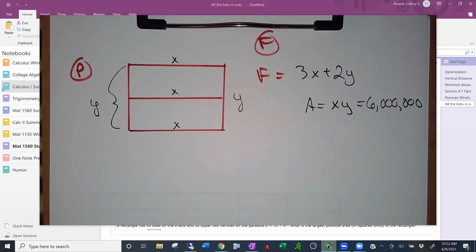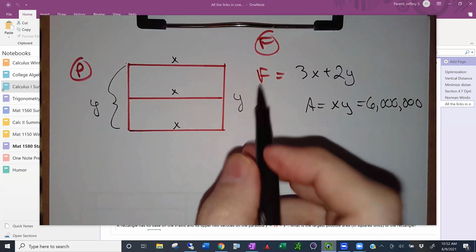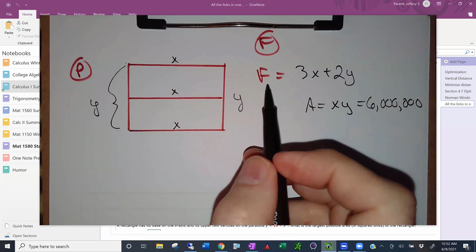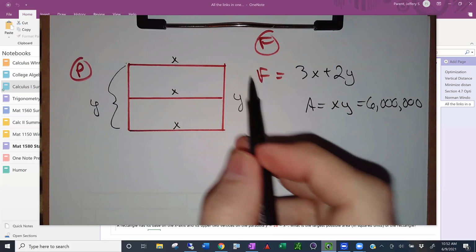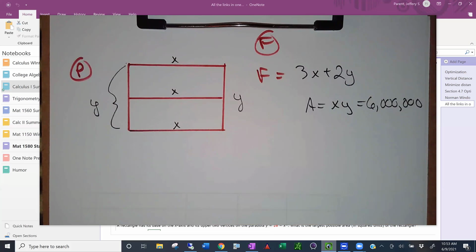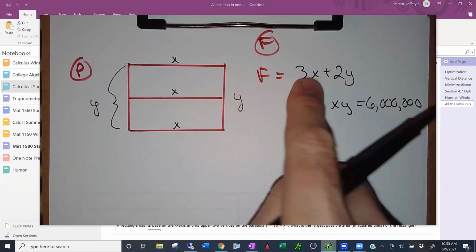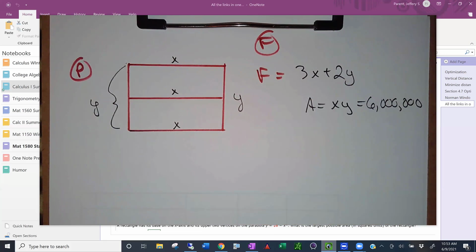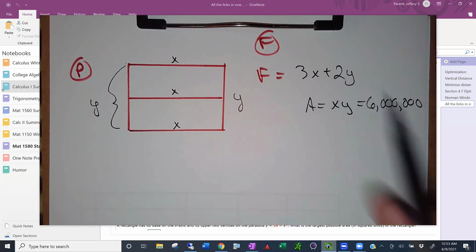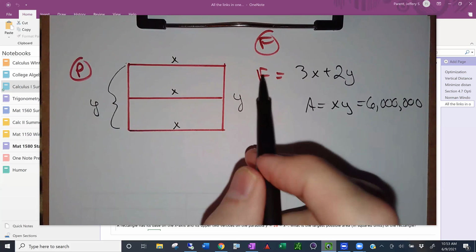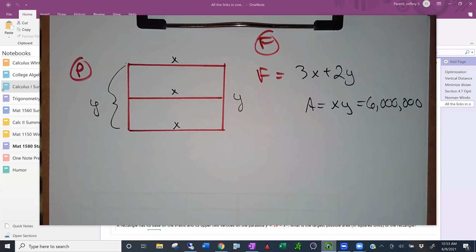So 6 million. Couldn't you just subtract the 3 and then divide by 2, or no? Well, I can subtract the 3 and divide by 2, but then I get that's equal to F. I don't know how much fencing I need. This is the function that I'm trying to minimize. So that's an unknown, just like both of those are unknowns. So it doesn't quite get me where I want, because you're just replacing one unknown for another. I need to have F in terms of, say, just X.